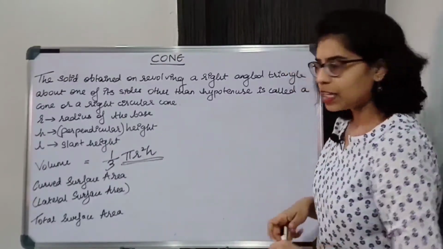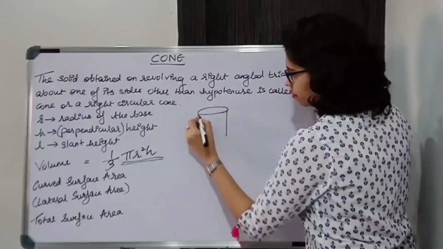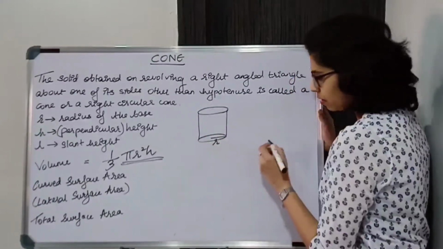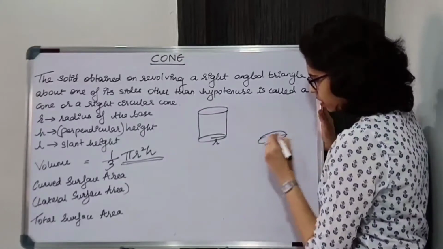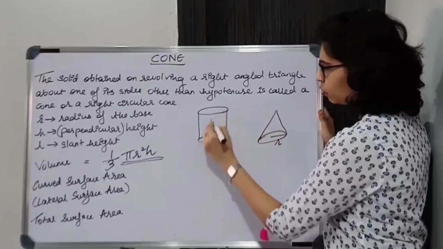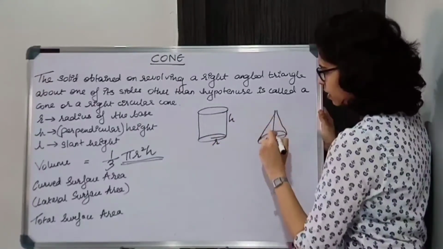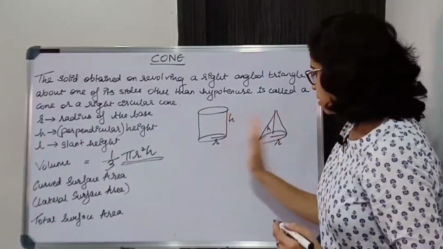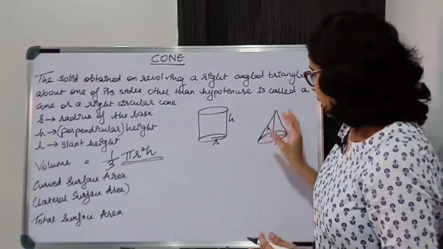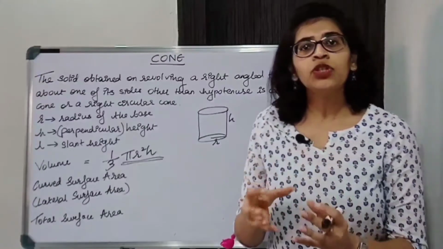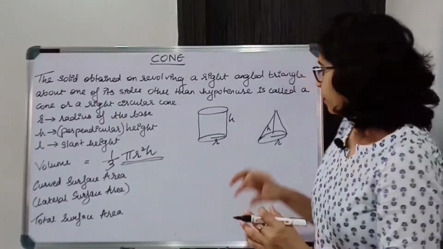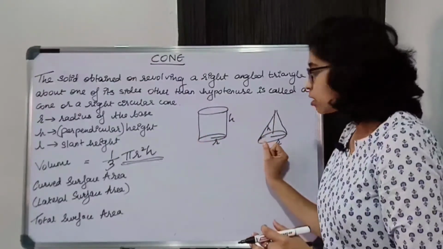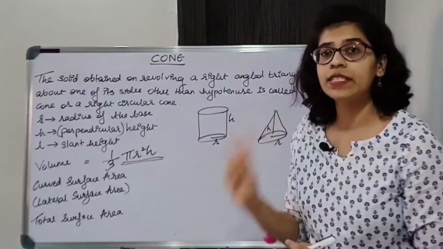So let's say there is a cylinder whose base radius is the same as the radius of this cone, okay? And both have the same height. This one's height is h and this one's also the perpendicular height. We are talking about perpendicular height. Okay? It is the same. So if I take this cone and fill it with water, okay, I'm talking about two figures, okay? Here one is a cylinder, one is a cone, and both have the same height and radius.